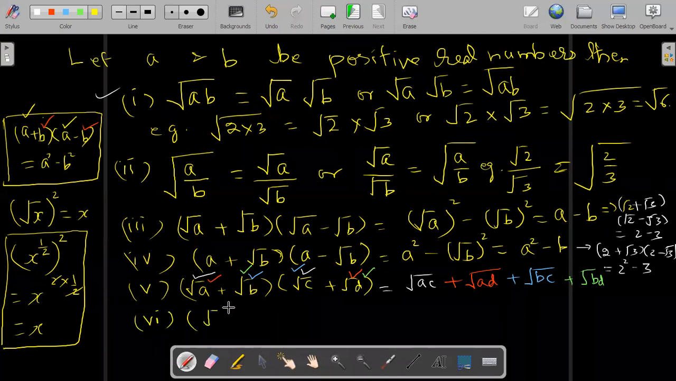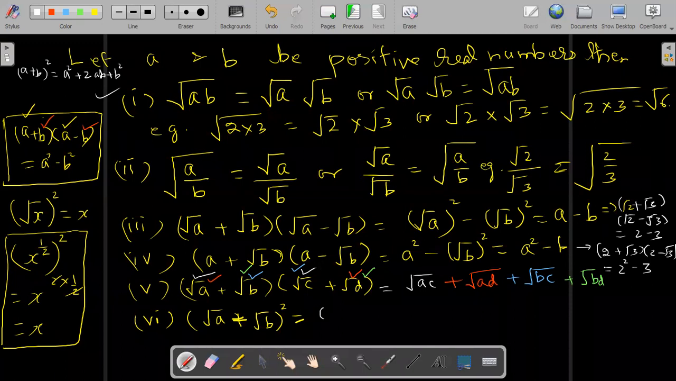And when you have a whole square, means root a plus root b whole square, you know this is a simple formula: a plus b whole square. You remember this, a plus b whole square and a minus b whole square. So a plus b whole square is equal to a square plus 2ab plus b square. This formula will be used here.